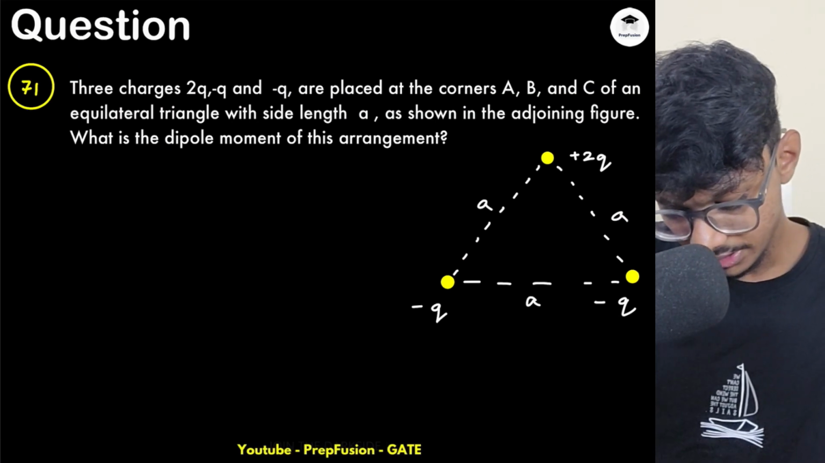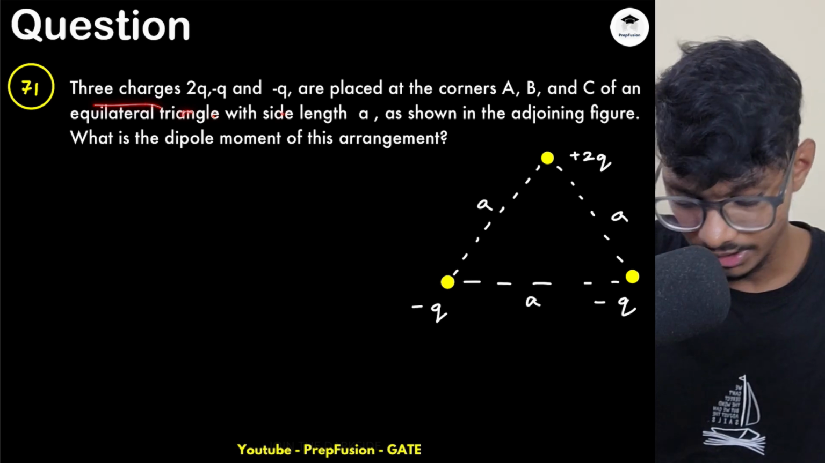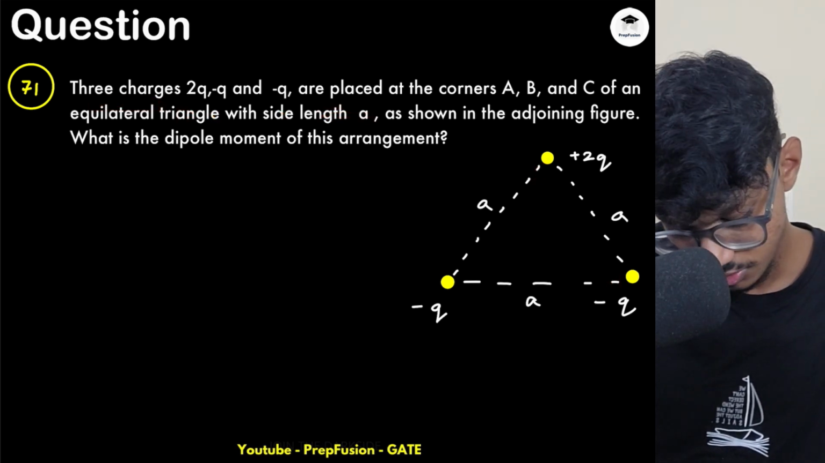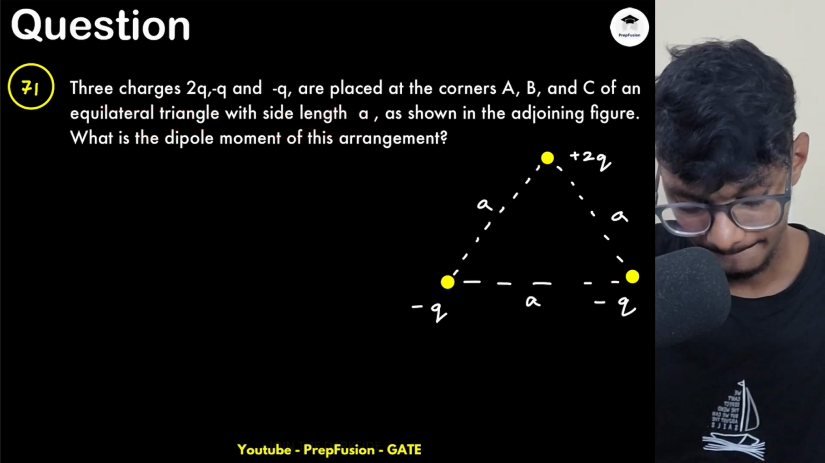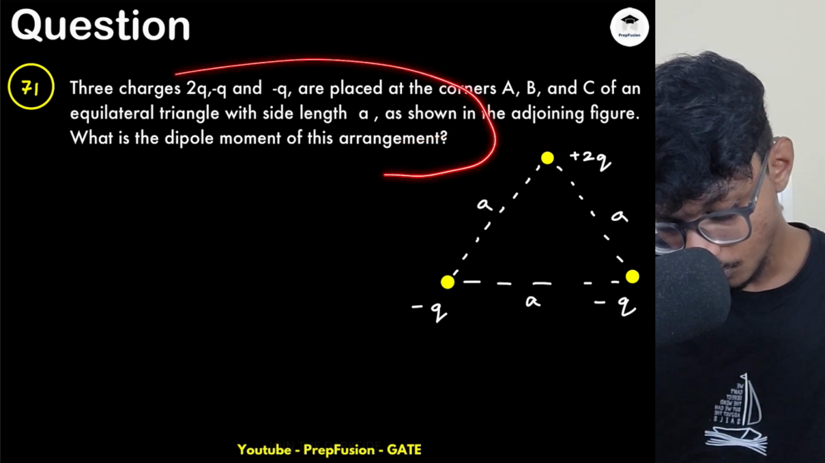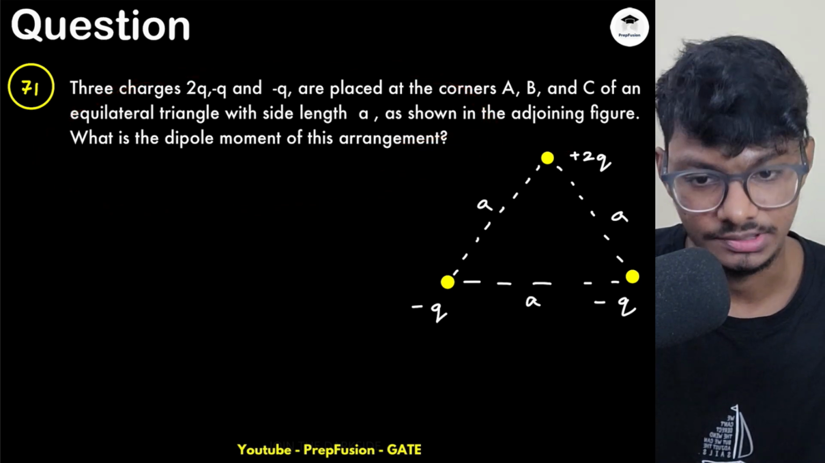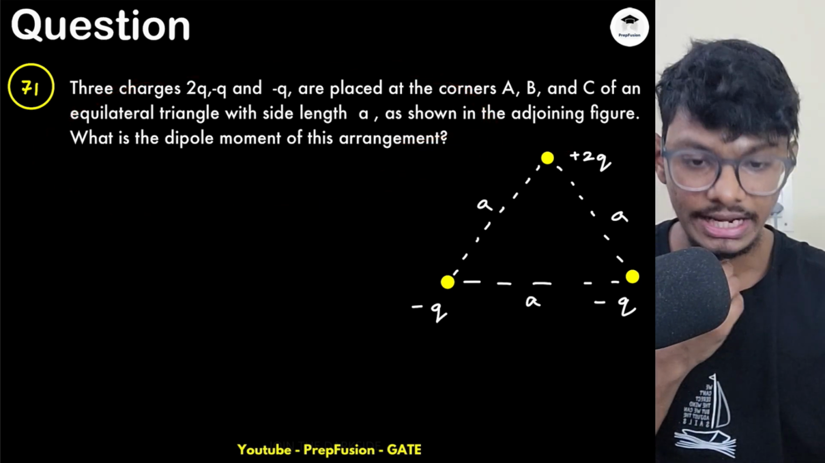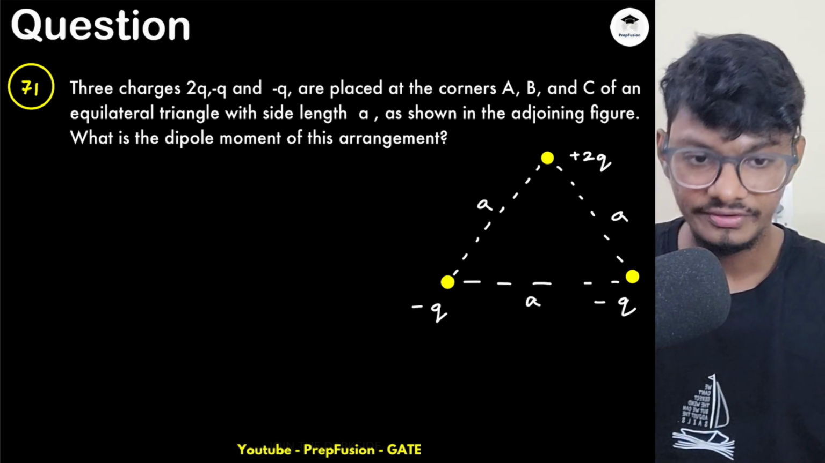Now there are three charges, 2q, minus q, minus q, placed at corners A, B, C of an equilateral triangle with side length a, as shown in the adjoining figure. What is the dipole moment of this arrangement? So by dipole moment, what are they telling? How do I find out the dipole moment?